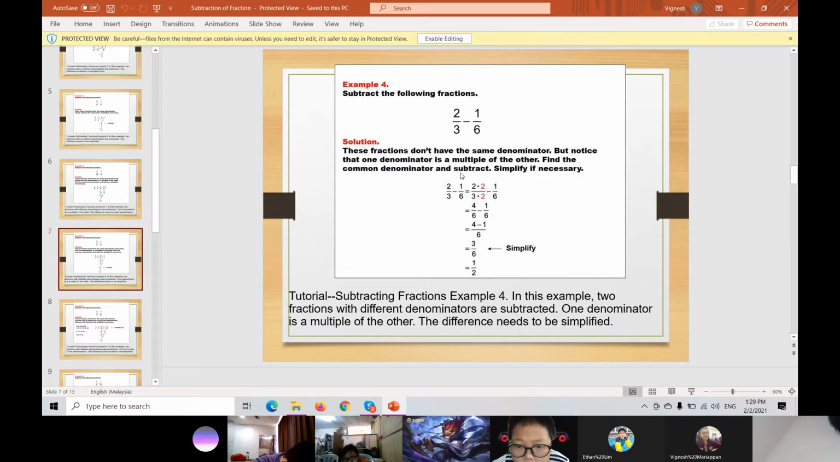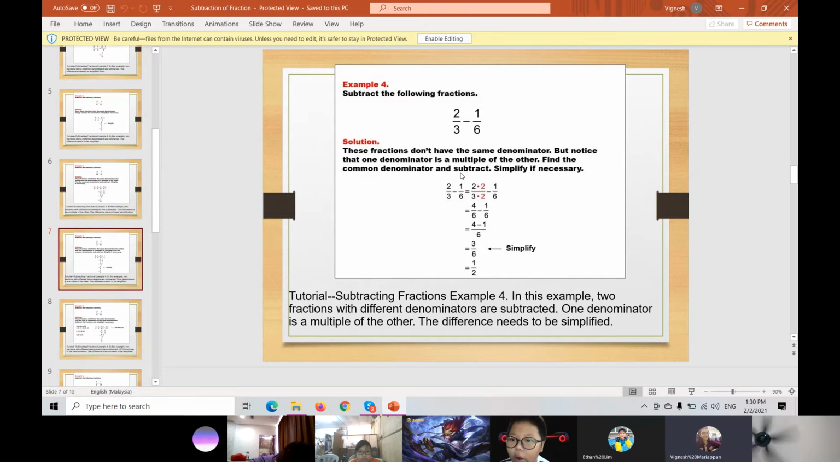3 times 2 equals 6, and up 2 times 2 equals 4. So 4 over 6 minus 1 over 6. 4/6 minus 1/6 is equal to 3/6. Very good. So do we need to make any changes for the second fraction there, 1/6? No need. We only make the 3 become 6. So 3 multiplied by 2 becomes 6, and then 2 also you have to multiply with 2. That's it. So the other fraction you cannot touch.